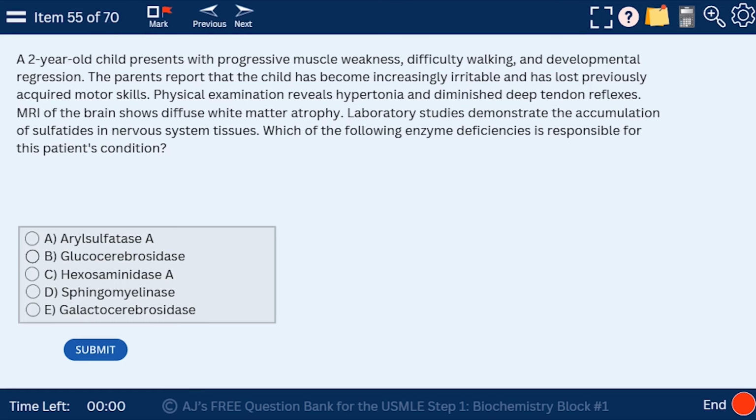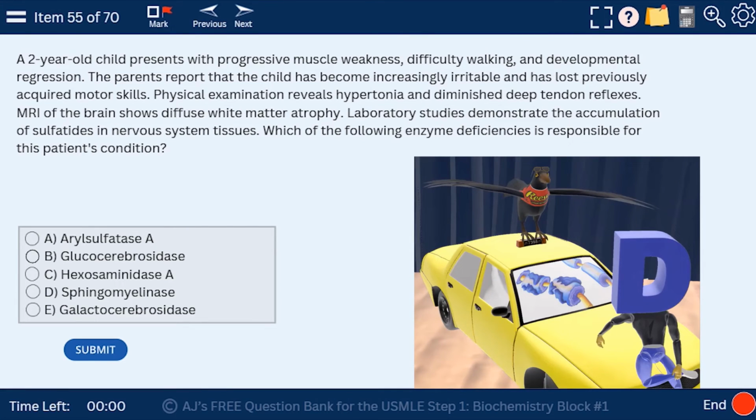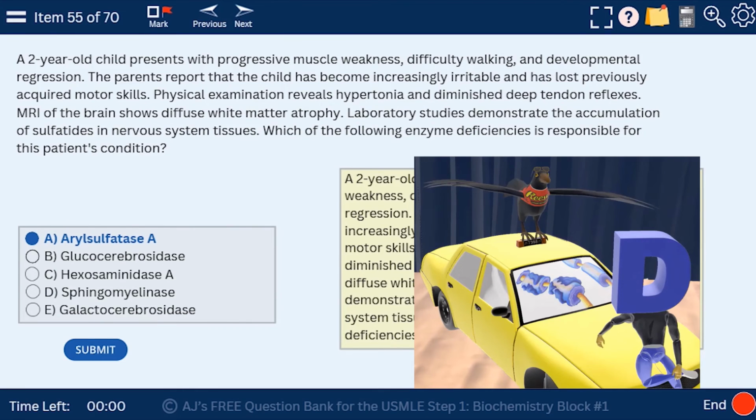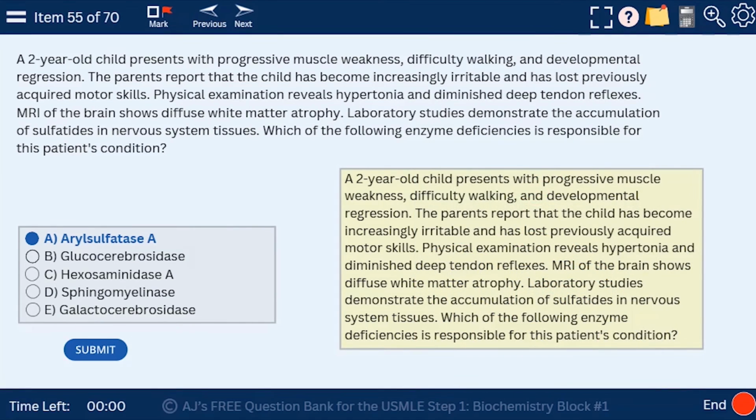55. Here we have a 2-year-old child with progressive muscle weakness, difficulty walking, and developmental regression. There's diffuse white matter atrophy, and there's an accumulation of sulfatides. So arylsulfatase A in metachromatic leukodystrophy, which you can read about over here. I accidentally put the question in the box, so don't read about it over here. But this is metachromatic leukodystrophy caused by arylsulfatase A deficiency leading to neuropathies and white matter atrophy in the brain. This is metachromatic leukodystrophy.